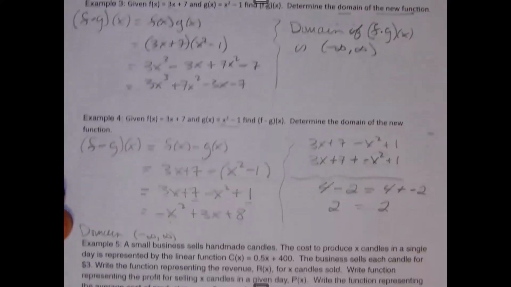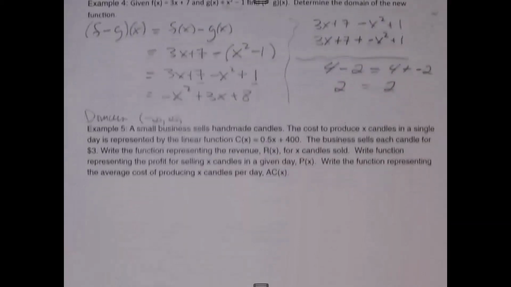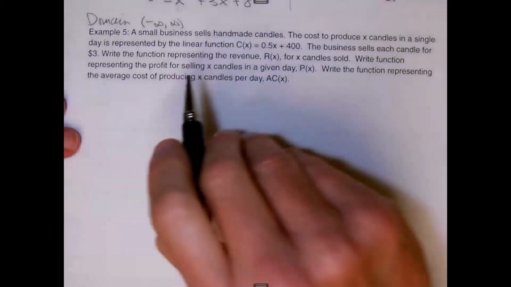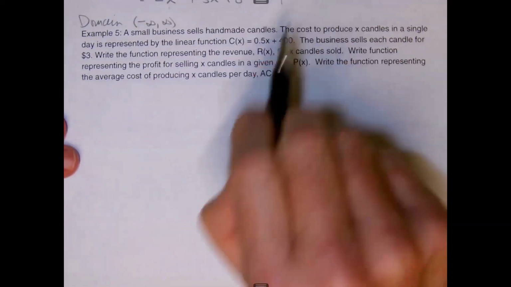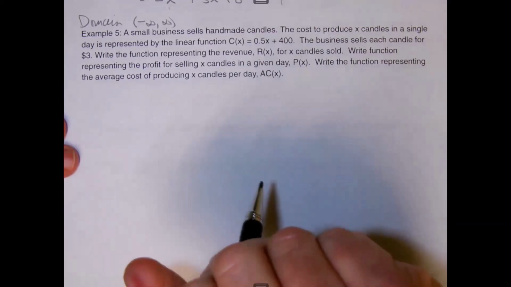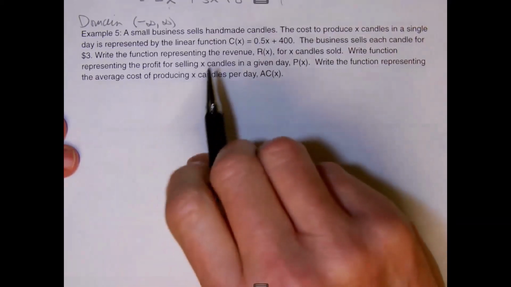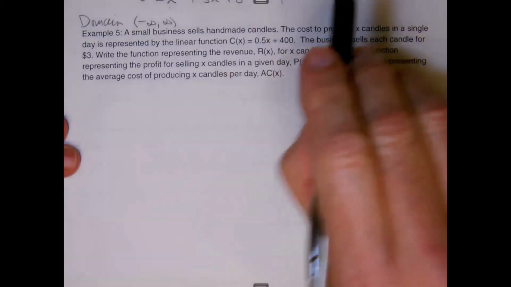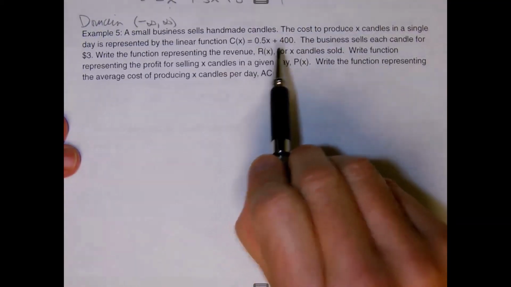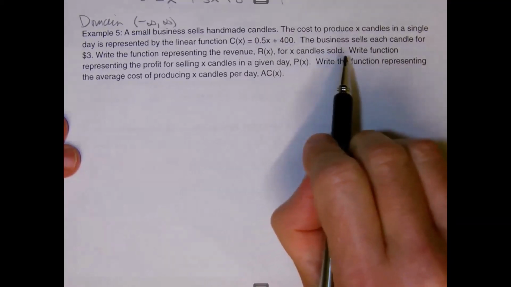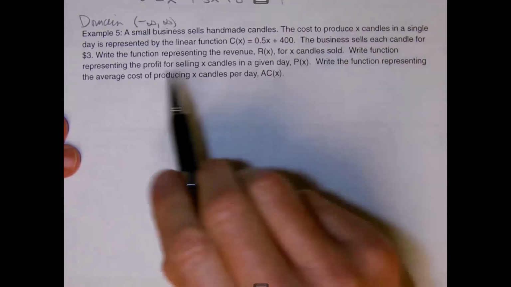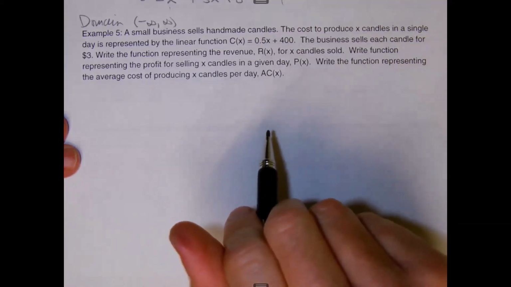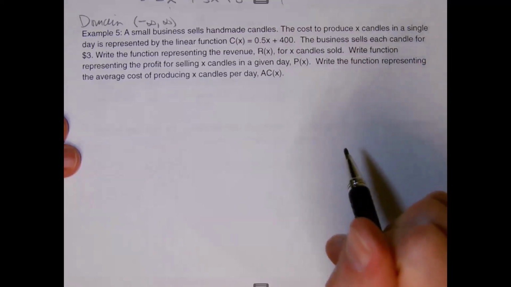One last example. Let's look at a situational problem here. A small business sells handmade candles. The cost to produce x candles in a single day is represented by the linear function C of x equals 0.5x plus 400. The business sells each candle for $3. Write the function representing the revenue, R of x, for candles sold. Write the function representing the profit of selling x candles.